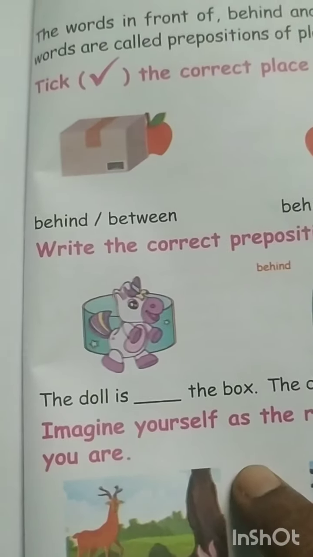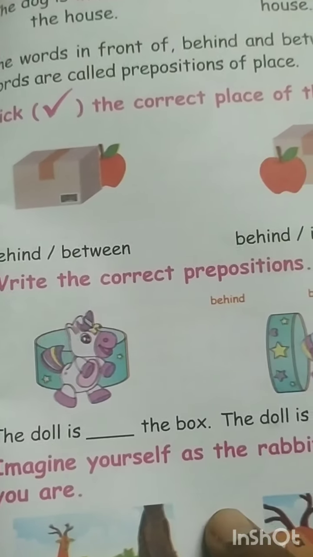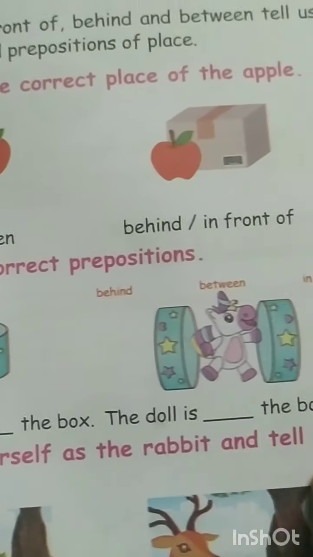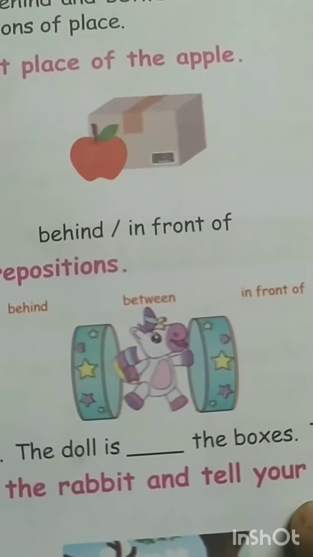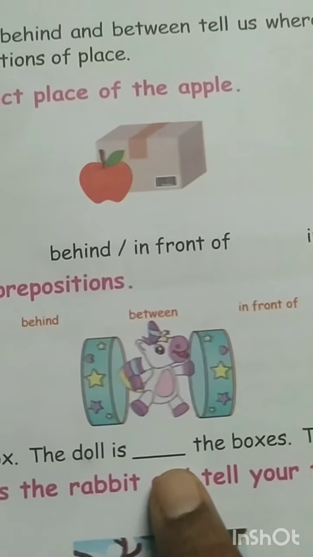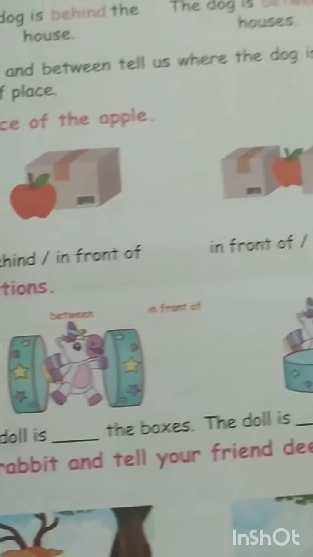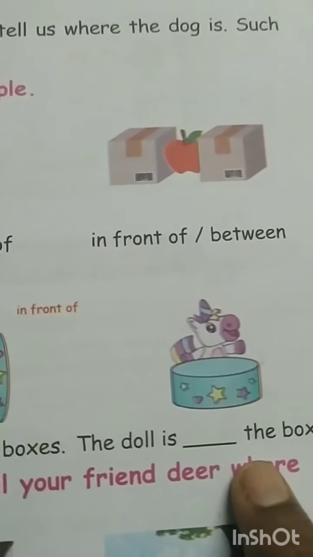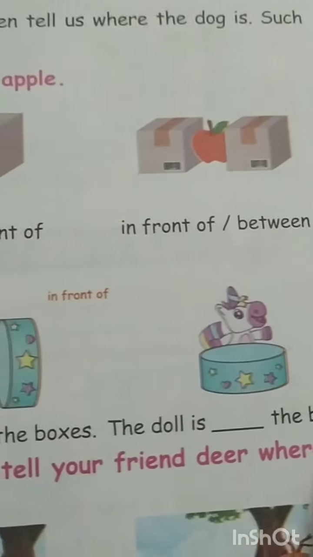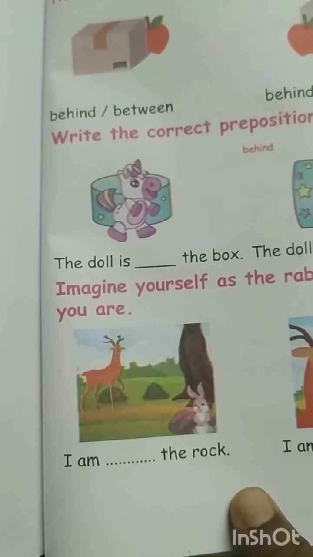Shall we go for the next example? The doll is, yes, in front of the box. Then here is a clue for you: boxes. So what will it be? The doll is between the boxes. Then the third one: the doll is behind the box. Next, the fourth example.